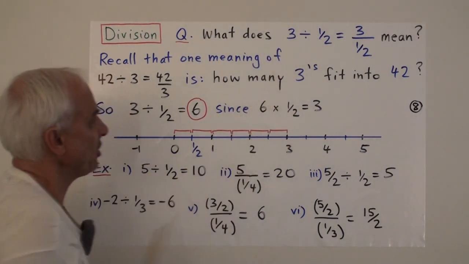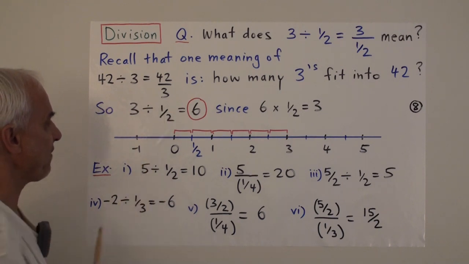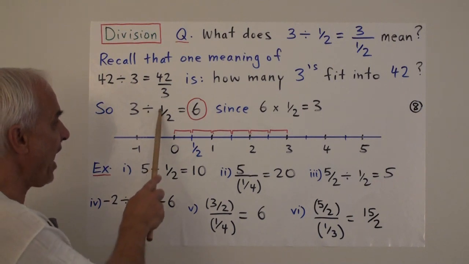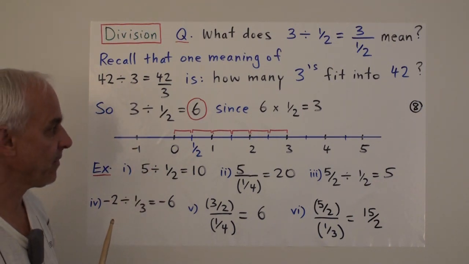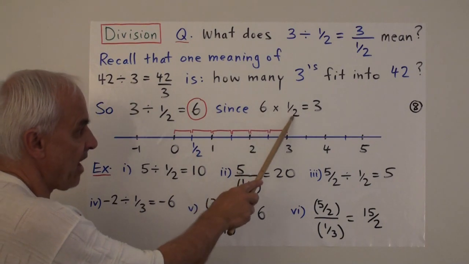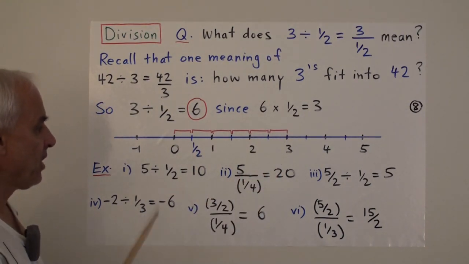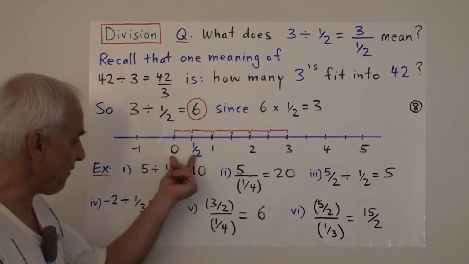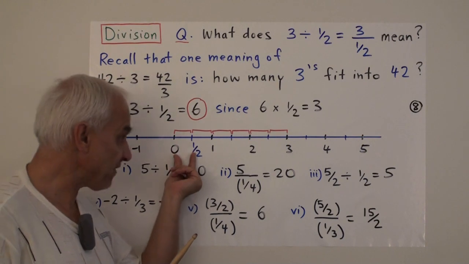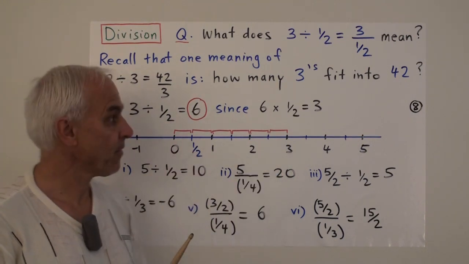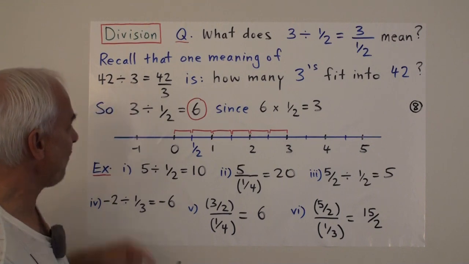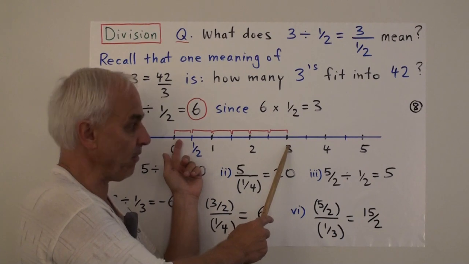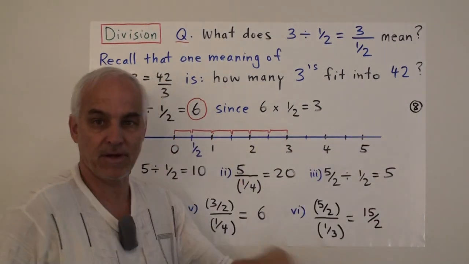Let's apply it to this situation. 3 divided by 1/2 is going to be 6, because we're asking how many halves fit into 3. And it turns out that 6 times 1/2 equals 3. So here's a way of visualizing it. Here's the number 3, and we're dividing by 1/2. Here's 1/2. So we're really asking how many halves fit into 3. If in the first question, 42 divided by 3, I would write the big interval 42, and ask how many 3's fit into 42. 1 3, 2 3, 3 3, 4 3, up to 14 3's.